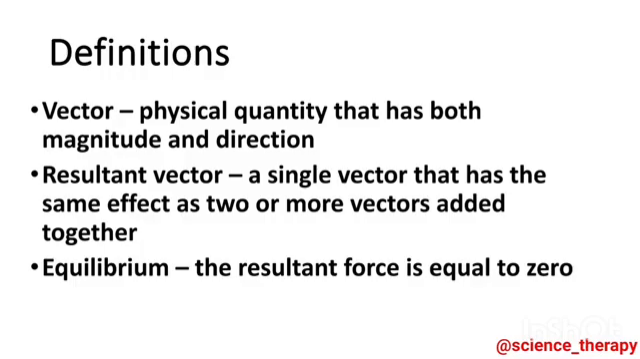Starting with the definitions, we have vector. A vector is a physical quantity that has both magnitude and direction. A resultant vector is a single vector that has the same effect as two or more vectors added together. And what do we mean by forces in equilibrium? This is when the resultant of the forces is equal to 0.